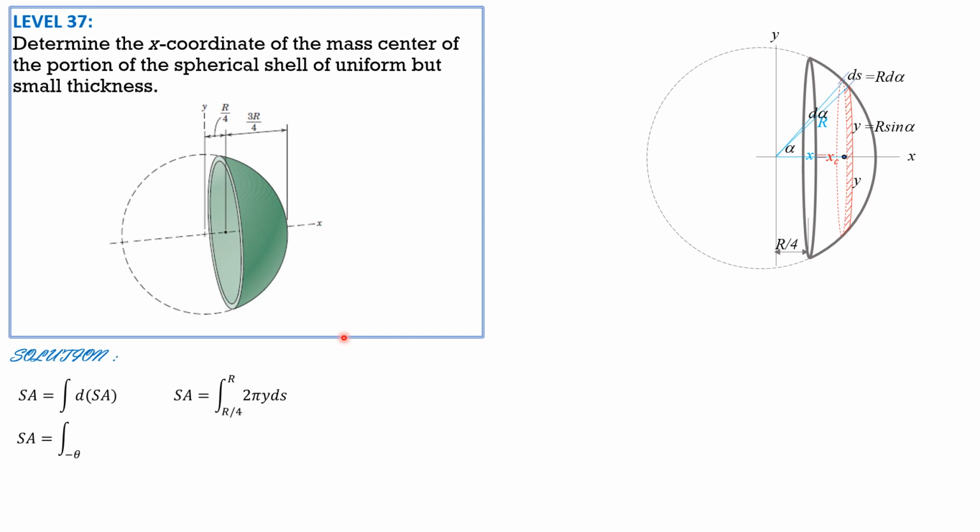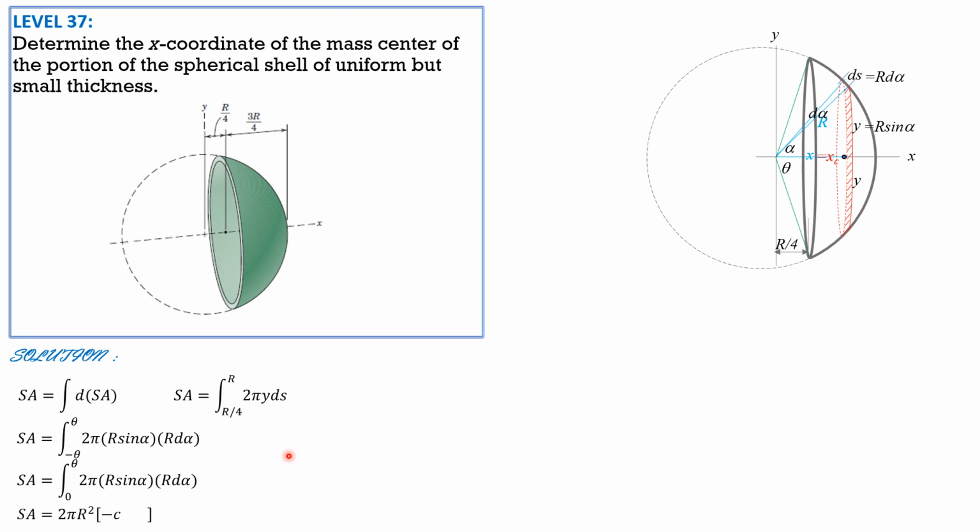x the variable rather. So integral from 0 to theta of 2 pi, y is r sine alpha, then ds, which is r differential alpha. So let's make the angle alpha the variable so that we can easily evaluate the integral. So the surface area S is the integral from 0 to theta of 2 pi r sine alpha times r differential alpha.